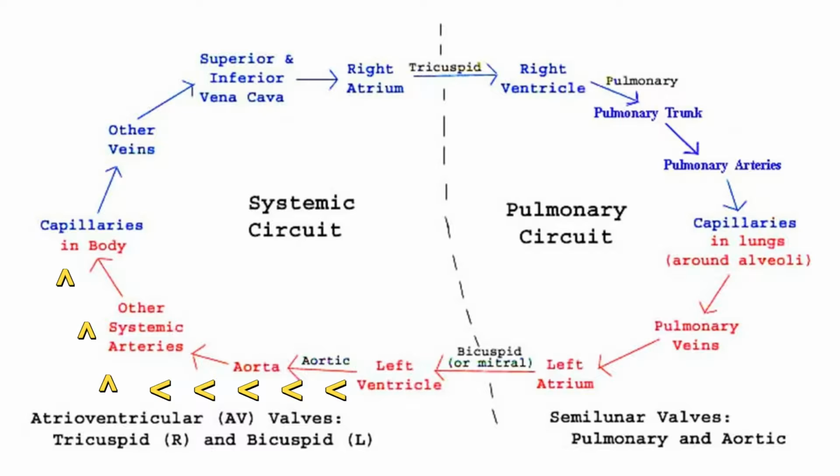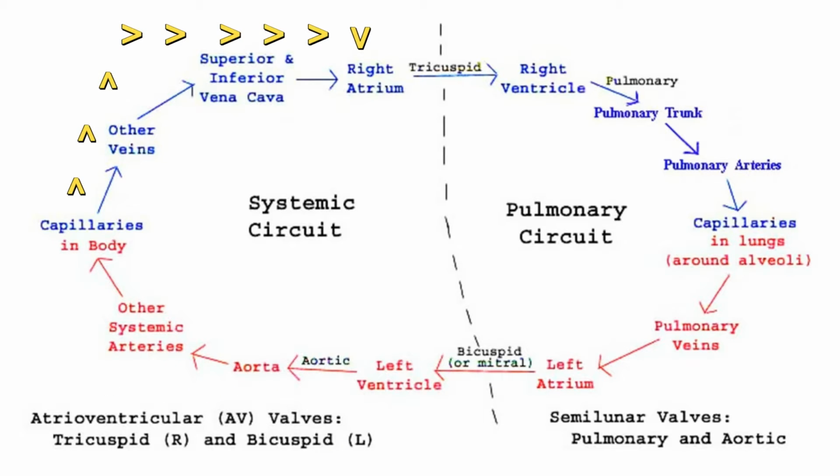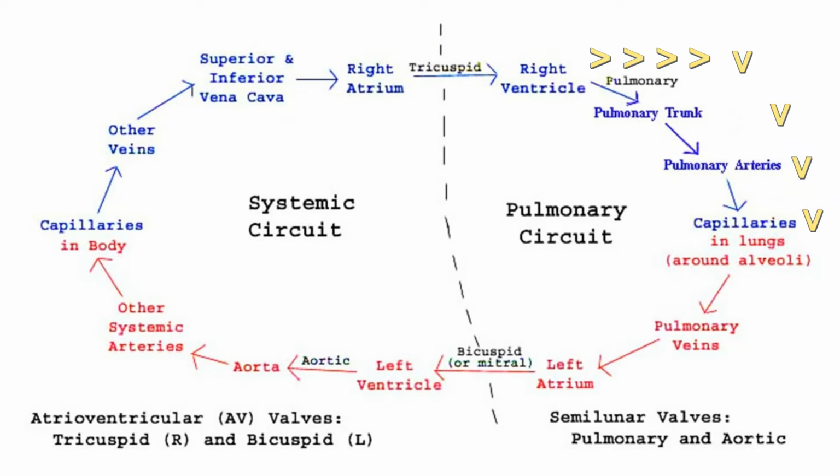From the aorta, oxygenated blood goes to other systemic arteries and divides into capillaries. At the level of capillaries, exchange of oxygen and carbon dioxide takes place between blood and body cells. Once the exchange is completed, the capillary blood becomes deoxygenated, without oxygen. Now this deoxygenated blood from the whole body goes to the right atrium via the superior and inferior vena cava. So this is the circulation of blood throughout the body.